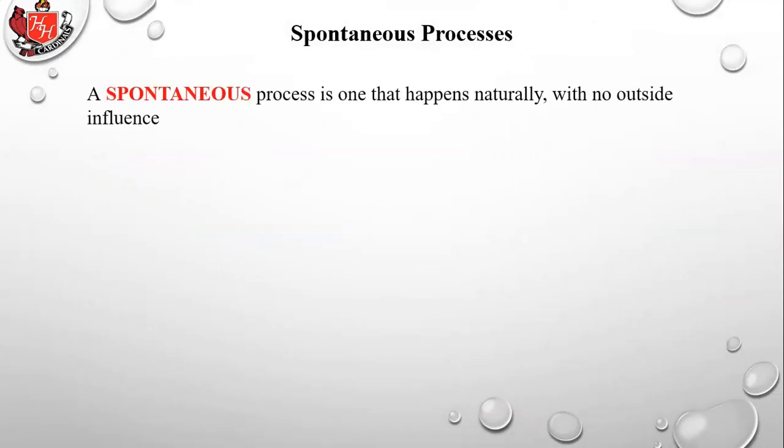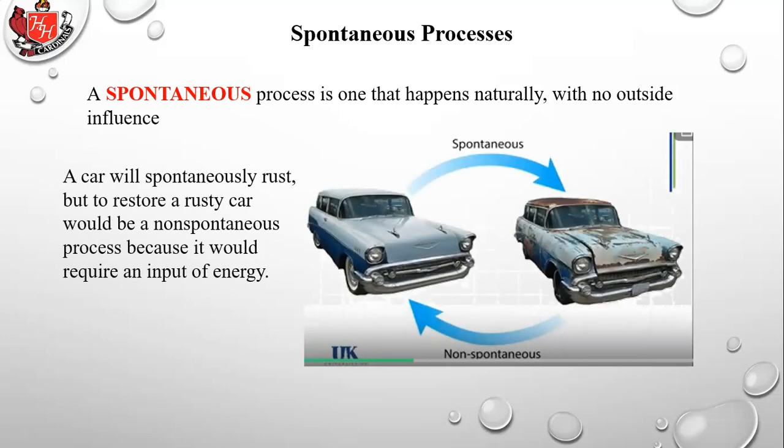A spontaneous process is one that happens naturally with no outside influence. So a car will spontaneously rust in natural environmental conditions, but to restore a rusty car would be a non-spontaneous process because it would require an input of energy.